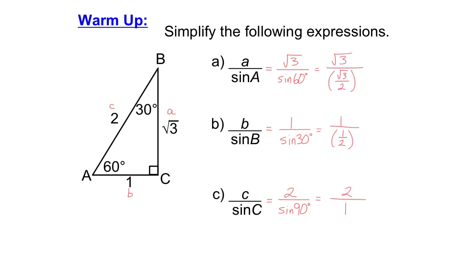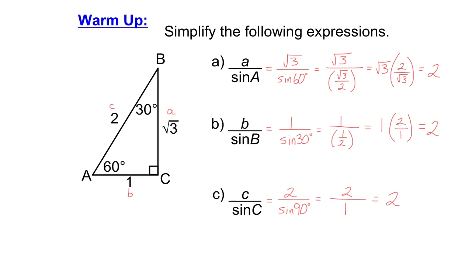The sine of 60 is root 3 over 2, the sine of 30 is 1 over 2, the sine of 90 is 1. So when you simplify this, remember if you're dividing by a fraction, that's the same as multiplying by the reciprocal. Root 3 times 2 over root 3, those cancel out, you're just left with 2. In fact, 2 is the answer for all of these when you simplify.